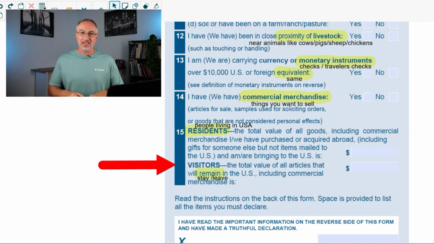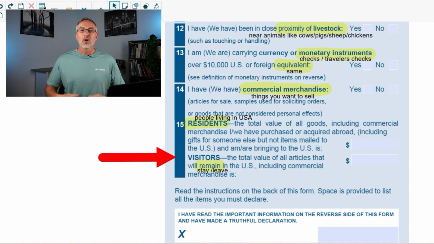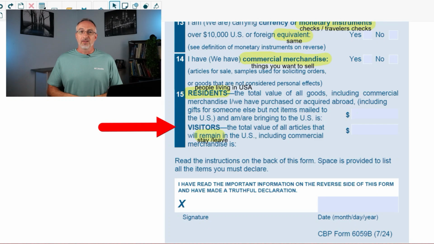They're going to stay in the United States, or you're going to leave them in the United States. Including commercial merchandise. And that's the same idea, basically, that anything that you're bringing to the United States if you're a visitor, but you plan to either sell it here or leave it here. If it's a gift, again, an expensive gift or something, how much is it worth?